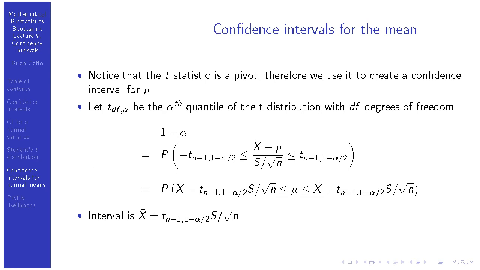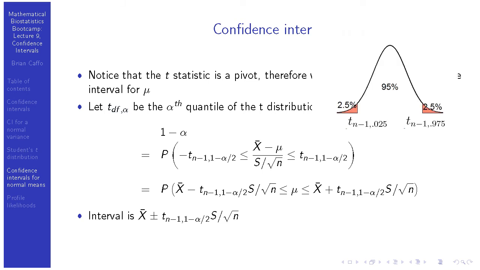So let's actually use this distribution to create a confidence interval. It's a statistic that, under the assumption of normality of the underlying data, does not depend on the parameter mu that we're interested in, and therefore we can use it to create a confidence interval for mu. So let t df, alpha be the alpha-th quantile of the t distribution. So t n minus 1, 1 minus alpha over 2 is the upper quantile from the relevant t distribution, and t n minus 1, alpha over 2 is the lower quantile.